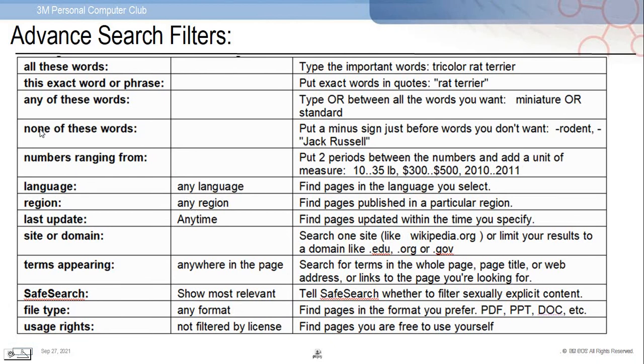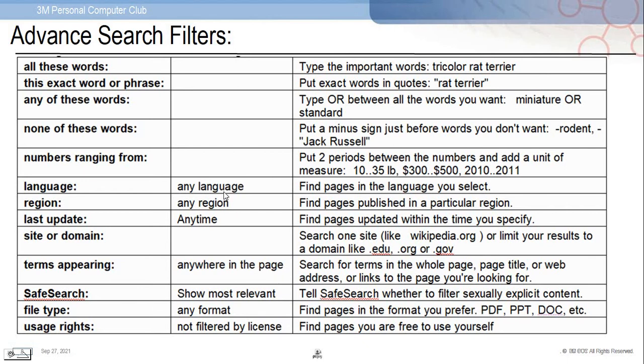And then there's another option called none of these words. Because I was getting millions of results back, if I knew that I didn't want certain words in there, like I didn't want Jack Russell, I could tell it to disregard all pages that contain the exact words Jack Russell there.